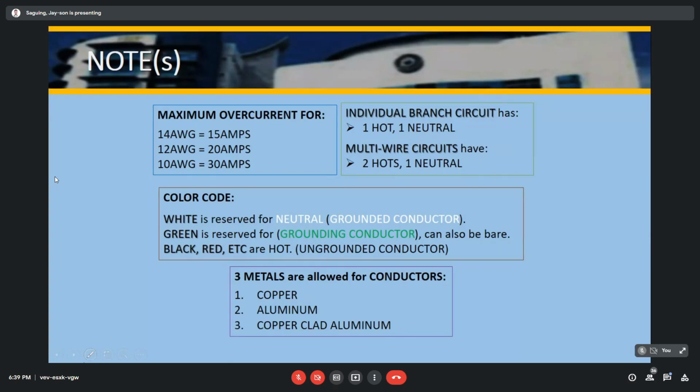Color codes for a conductor or wiring. So white is reserved for neutral or grounded conductor. Green is reserved for grounding conductor, can also be bare. Black, red, and etc. are hot, ungrounded conductor.